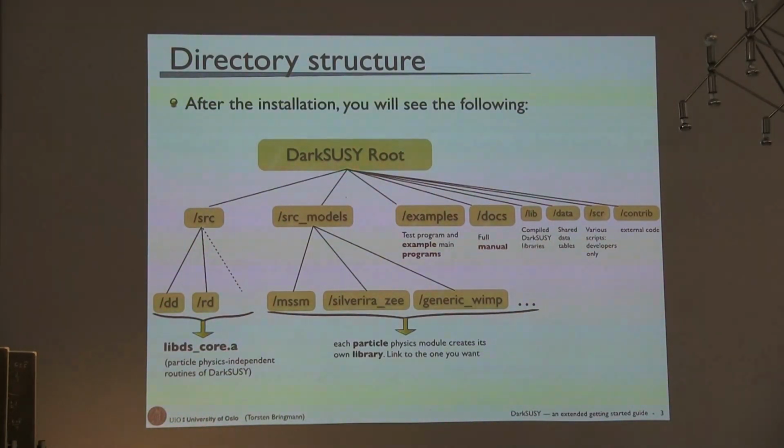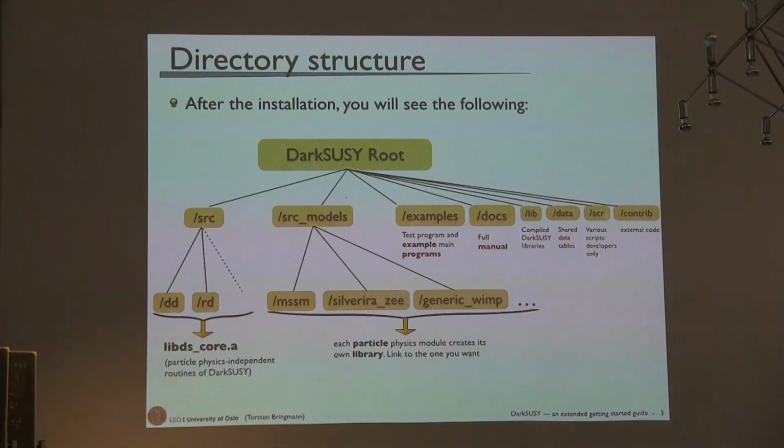The way it is organized further is that we've tried to have a separate file for each subroutine or function, such that it's easier to find your way through the code. The file names always start with DS for DarkSUSY, followed by these shorthands, DD for direct detection, RD for relic density, and so on. So you immediately know what kind of routine this is. All of this is then, after compilation, compiled into a library which we call the core library of DarkSUSY. Then in source models, there are different subdirectories corresponding to the code relevant for the different particle physics modules. Each of these subdirectories makes it into a separate particle physics library.